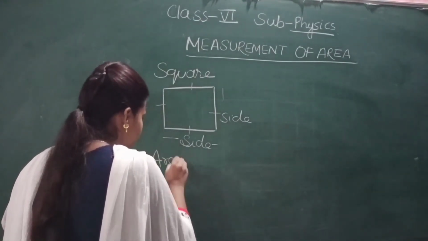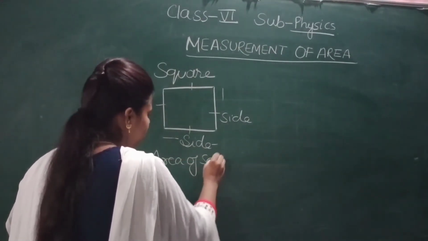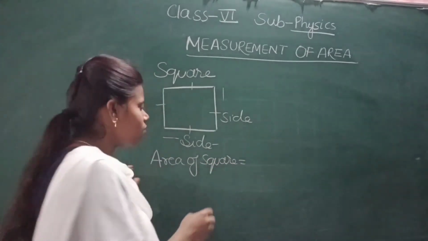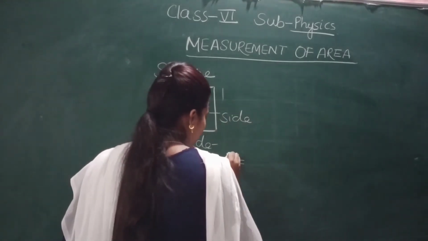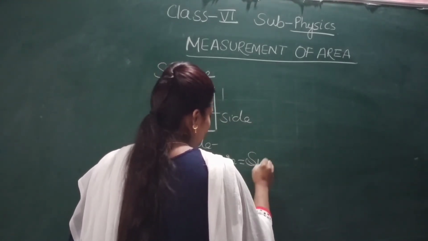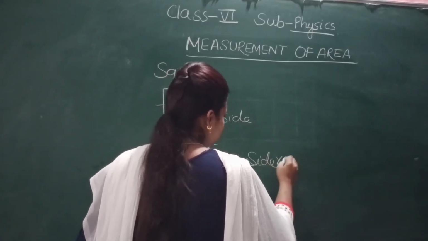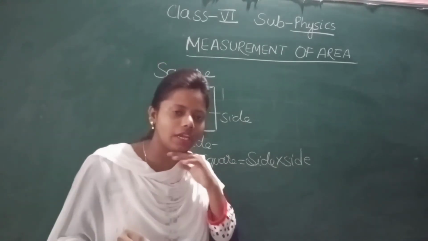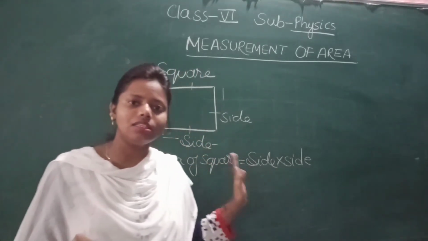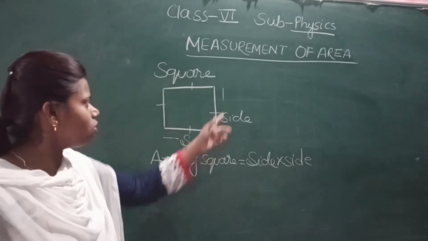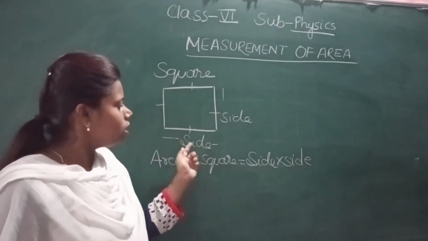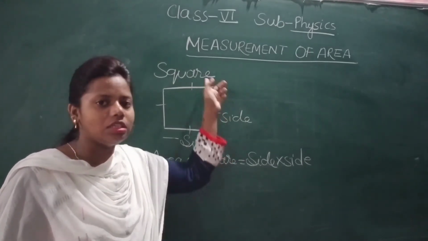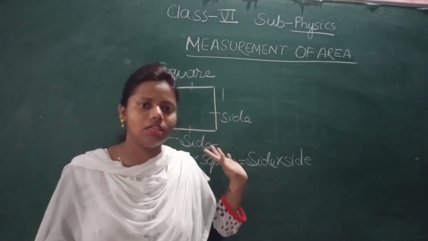Area of square is equal to side into side. You can take this as length or as side also. In a square we know that all the sides are equal, so whatever side is given will be the same for this, the same for this and the same for this, as all the sides are equal.